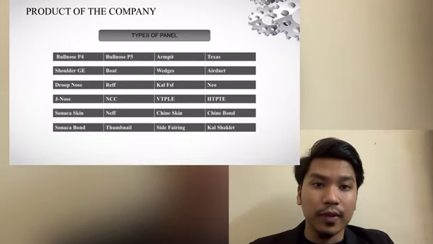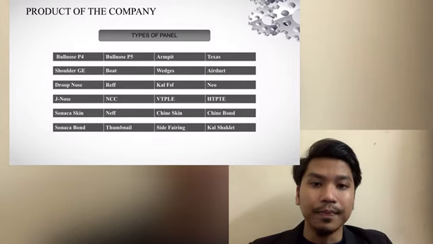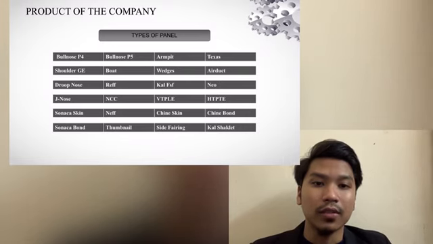Okay, products of the company. Types of panel: 1. Bullnose P4. Okay, next, bullnose P5, armpit, Texas, shoulder GE, boat, wedges, air duct, drop nose, ref, cal FSF, neo, genos, NCC, VTPLE, HTPTE, sonaka skin, nef, chin skin, chin bone, sonaka bone, thumbnail, and lastly, cal chocolate.